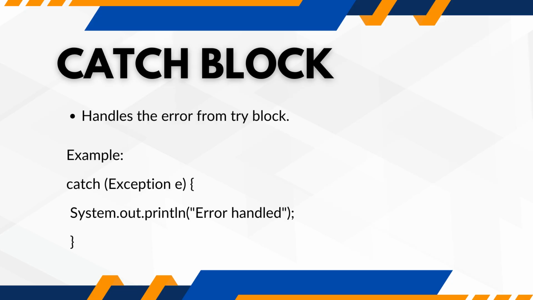Next, we have the catch block. A catch block is used to handle exceptions that occur inside the try block. When an exception happens, Java transfers control from the try block to the catch block. The code inside the catch block is then executed. In the example shown, if an exception occurs, the program displays the message "Error handled." Instead of crashing, the program is able to respond to the problem and continue running.